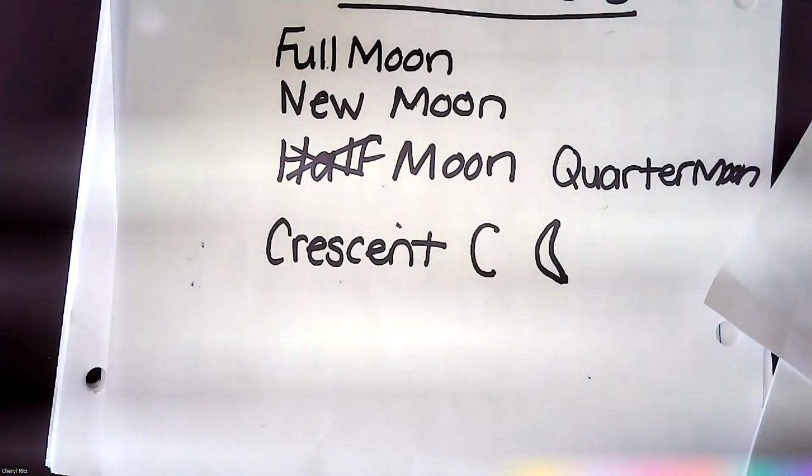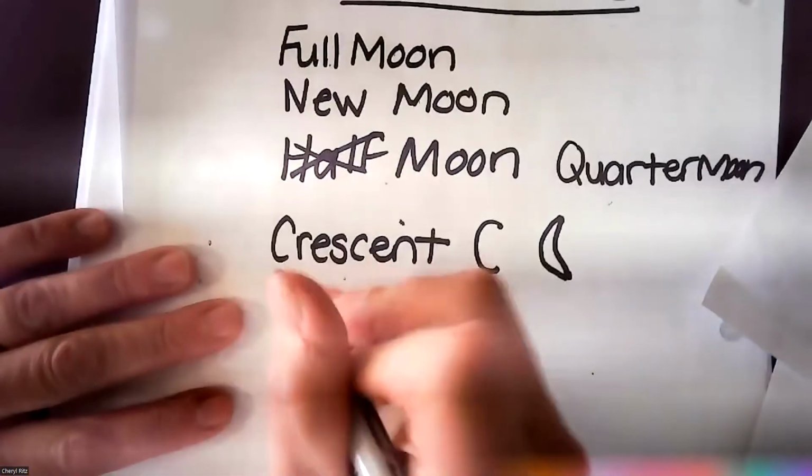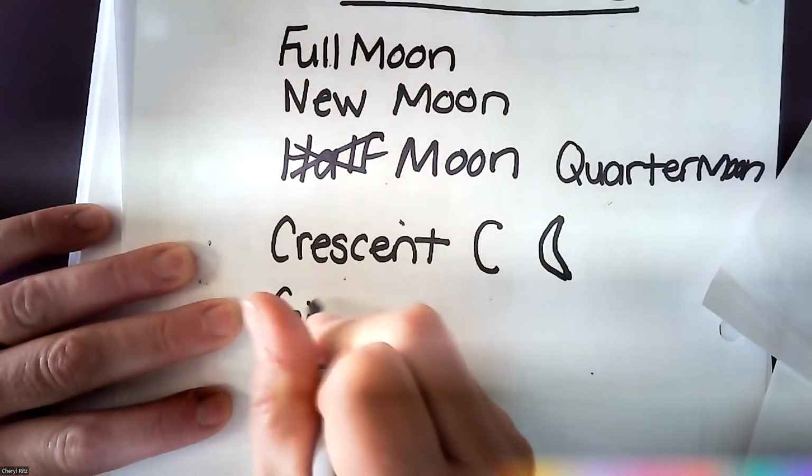It's called a crescent, but yep, looks like a fingernail. And there's one more. Who remembers? I wouldn't expect you to. Do you remember it? It's a gibbous. You Google and answer.